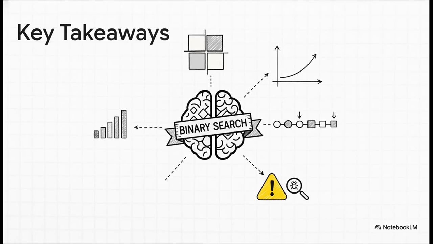All right, so if you remember anything from all this, let it be these things. First, it absolutely requires your data to be sorted. Its power comes from cutting the problem in half every single time, which gives it that amazing O log n speed. Make sure you get comfortable with the three main flavors: standard, leftmost, and rightmost. And please, always watch out for those tricky off-by-one errors and that infamous overflow bug.